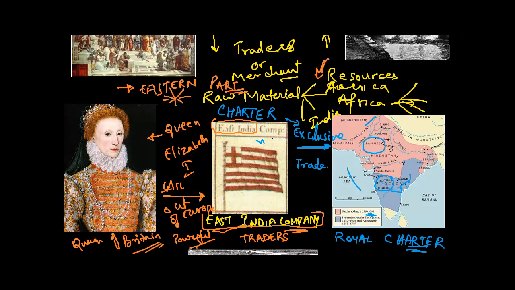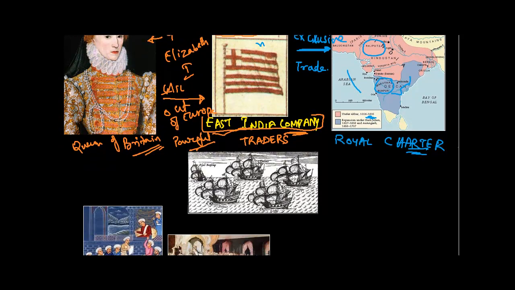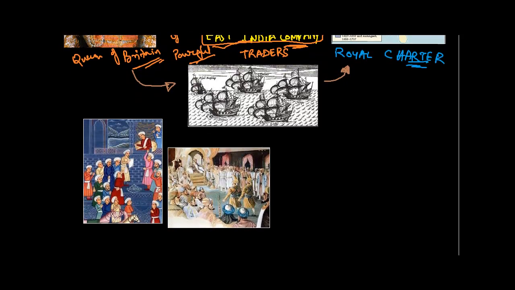So what was happening actually? The East India Trader Company came to India. They all traveled from Europe to India, and then they met the local kings. In these photographs you can see all these local kings. So these are kings, and these are the royal courts of Indian kings.